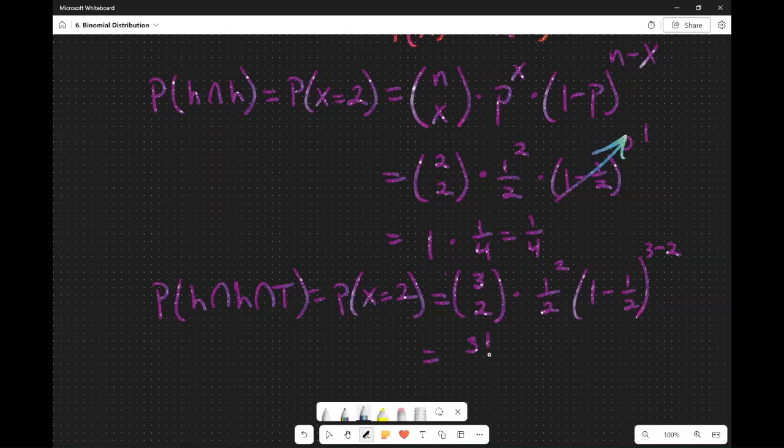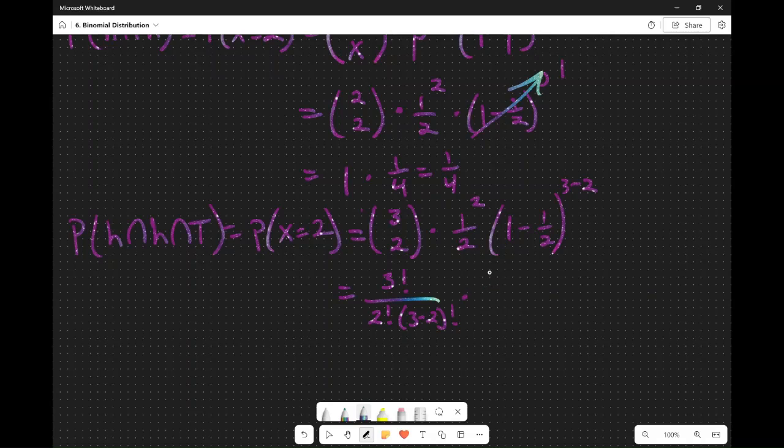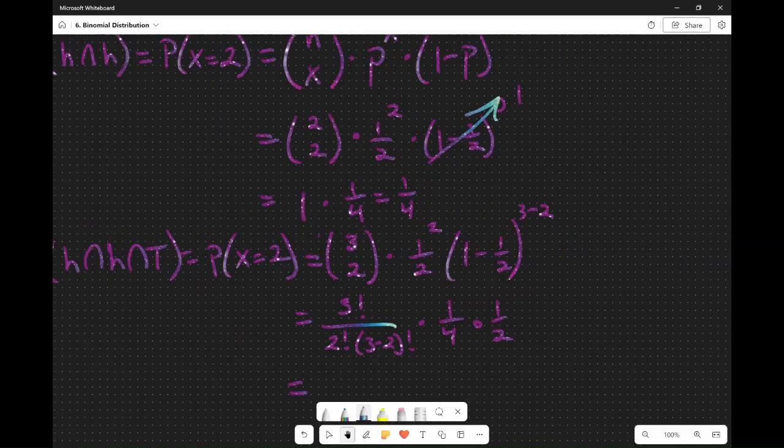We have 3 factorial ways to arrange 3 things. And then we have 2 factorial ways to arrange the 2 that we chose. But we're going to remove the duplicates. So we're going to remove 3 minus 2 factorial duplicates. And then we're going to multiply that by, we already know this is a quarter. And now we have 1/2 raised to the first.